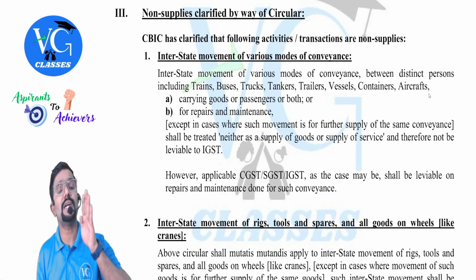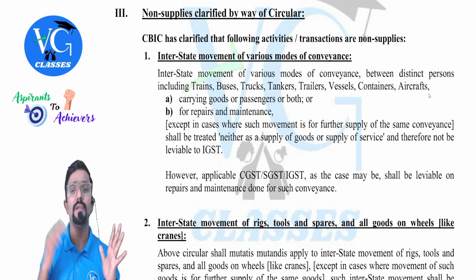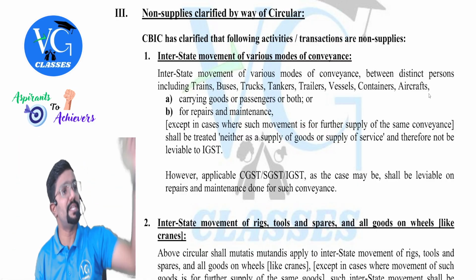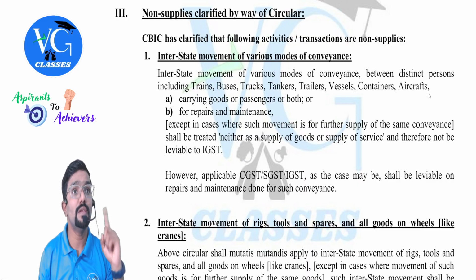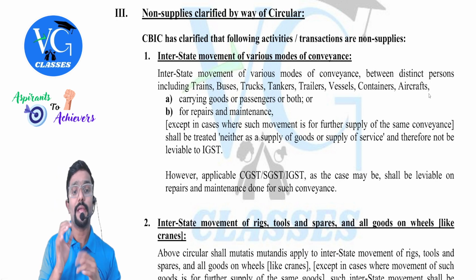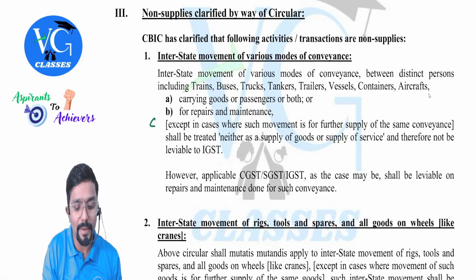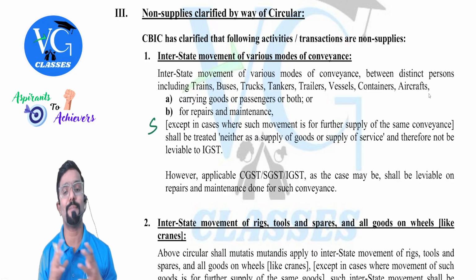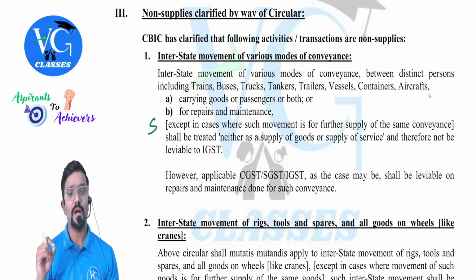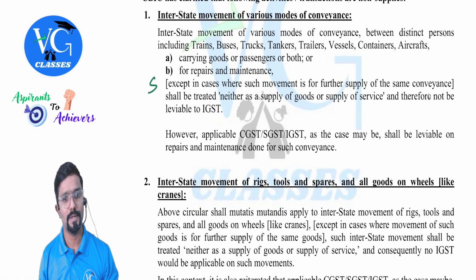For example, sir, Tata Motors manufactured commercial vehicles or cars in Maharashtra in their manufacturing plant. Now they're sending them to other branches, that is to showrooms, to sell them. Is it a supply? Yes. It is for further sale. In that case, it will be a supply. Okay. Except whatever I have mentioned in the bracket, guys, that part is supply. Clear? Otherwise it shall be treated neither as supply of goods nor supply of services and therefore not liable to GST. However, applicable CGST, SGST, IGST as the case may be shall be liable on repair and maintenance service, guys. Yes. Next.